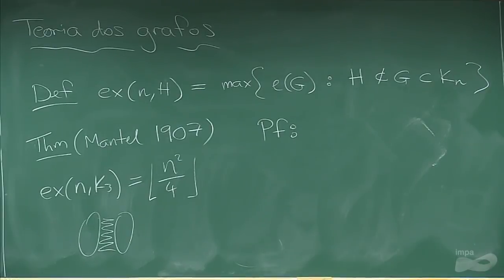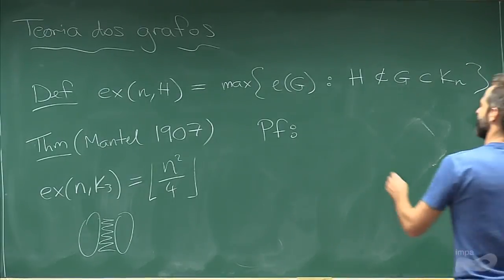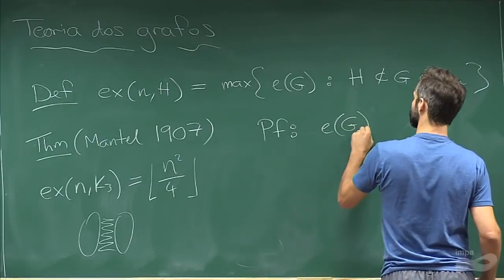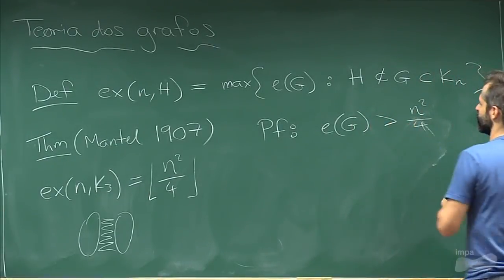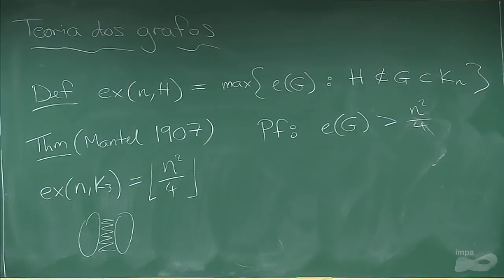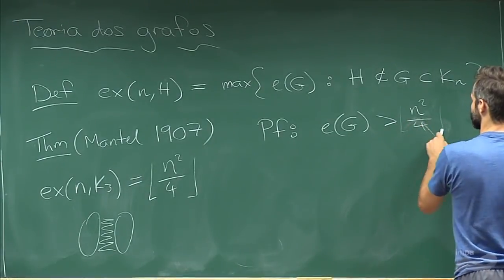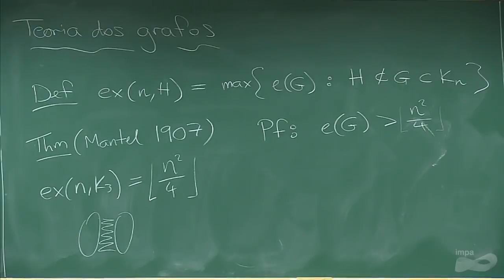Okay, so we've got a graph. Let's suppose we have a graph with E of G strictly greater than the floor of n squared over 4, whatever. And we want to find a triangle inside it.